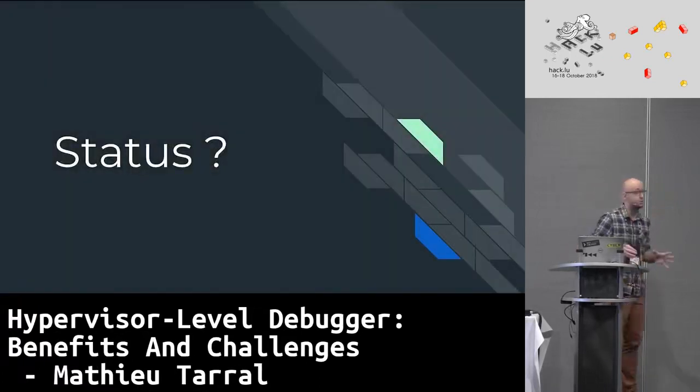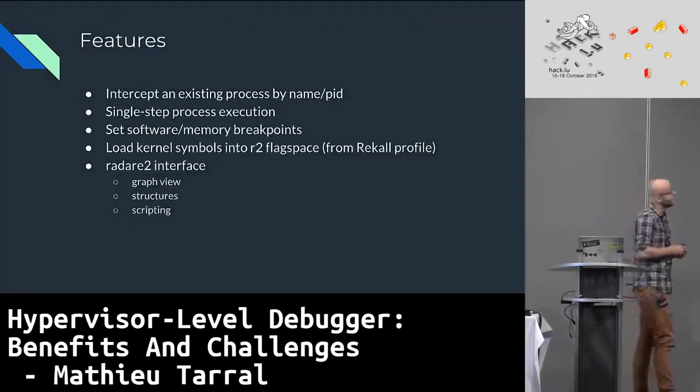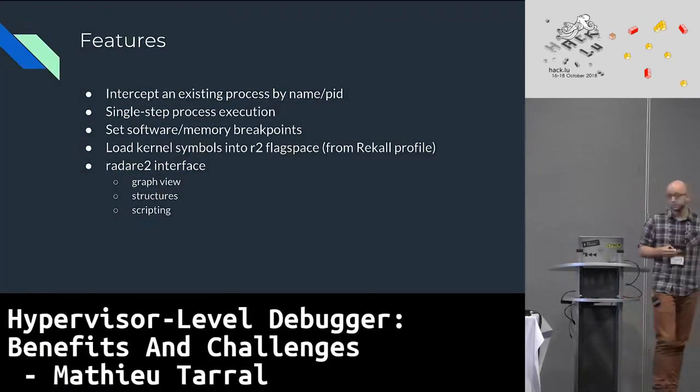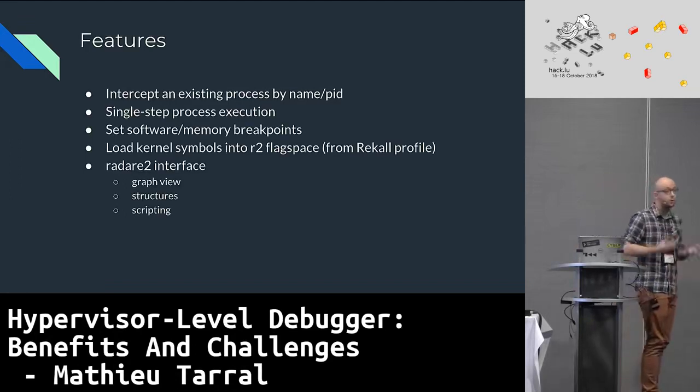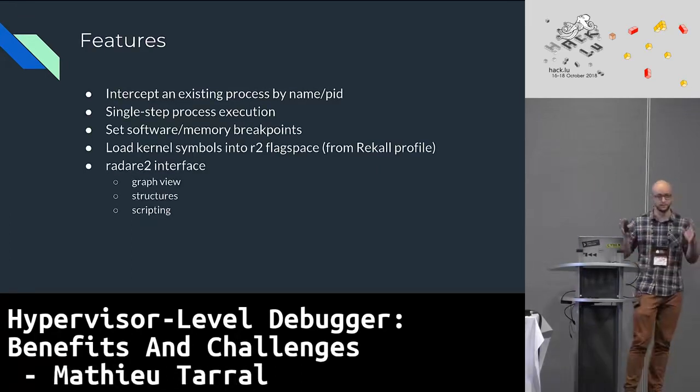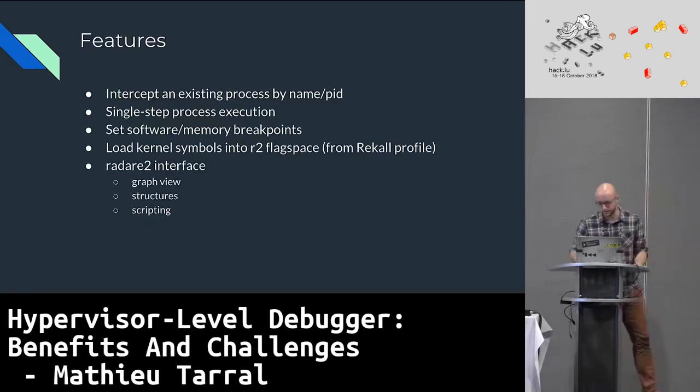So what's the status of this project as of today? Well, what I can do today is to intercept a process in the guest by intercepting the CR3, single-stepping the execution, and setting some memory breakpoints or software breakpoints. Also, I can load the symbols thanks to the Rekall profile, and I have the whole Radare2 interface on top of that. So I have graphs, scripts, structures, and basically everything that Radare2 can provide.